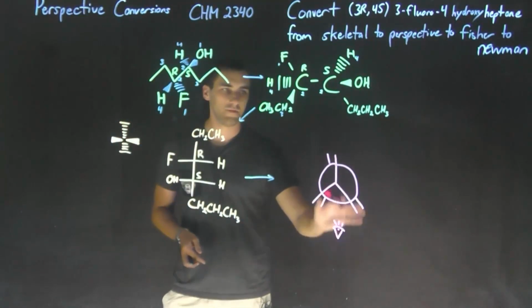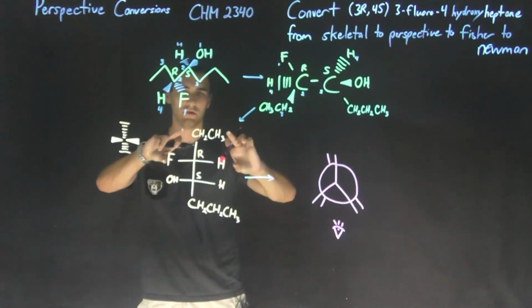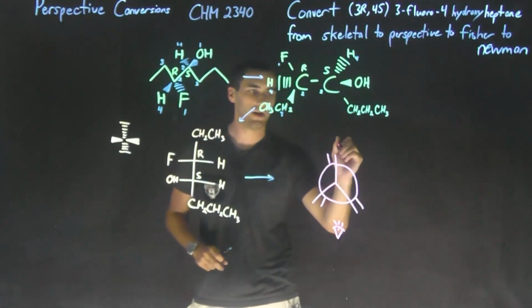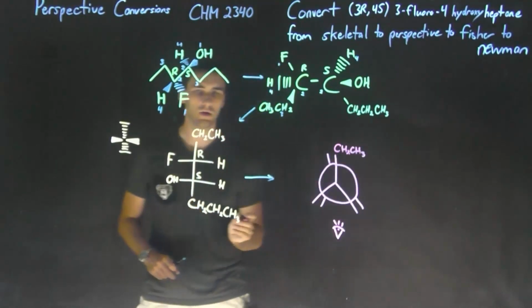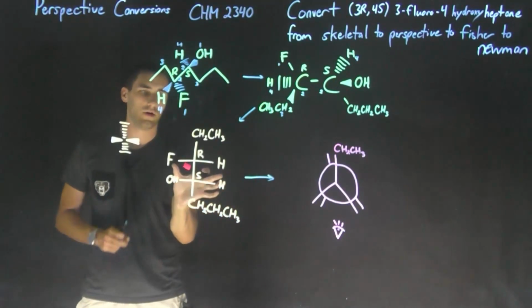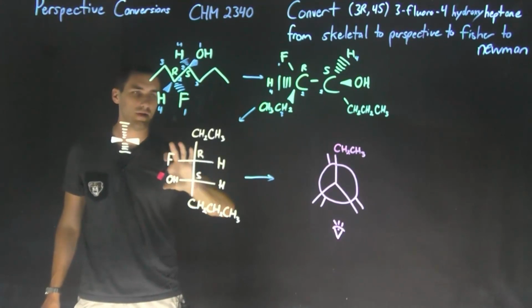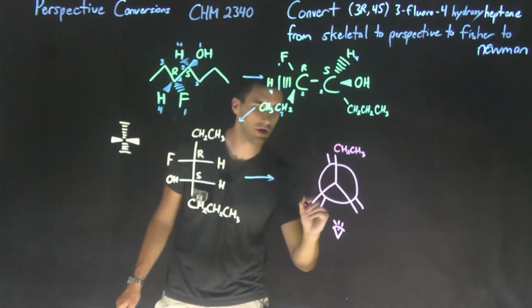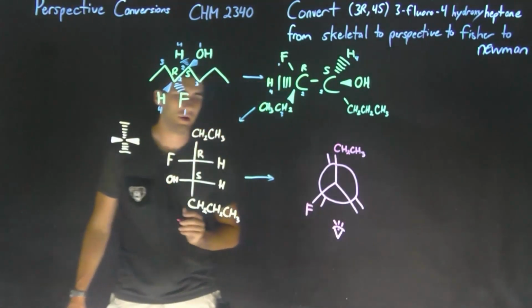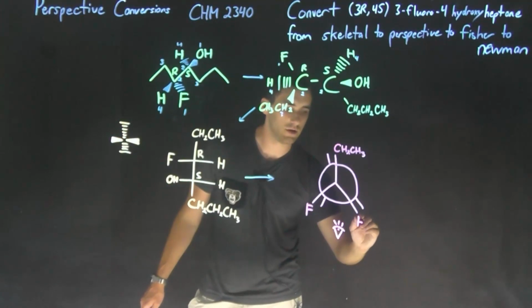So knowing that, this front carbon, which is this one, is going to have these three groups. This top one will have the CH2, CH3. Now, to determine which side these two go on, the left is going to stay on the left. So we're still on the front carbon. So the fluorine will go there. And then on the last spot, we have the hydrogen.